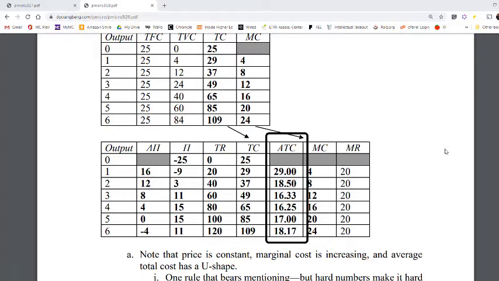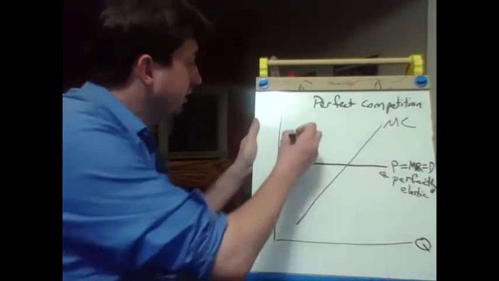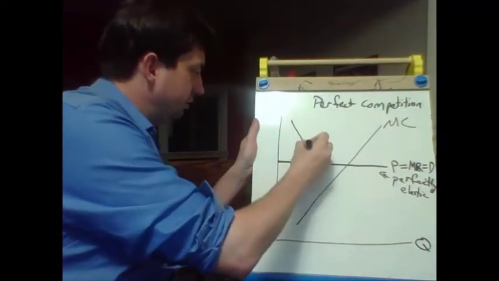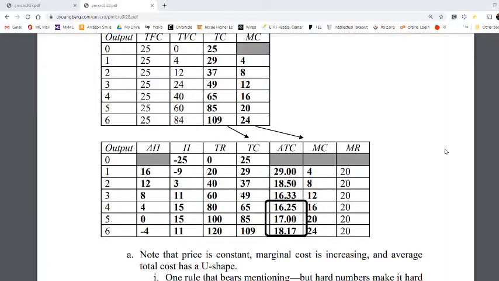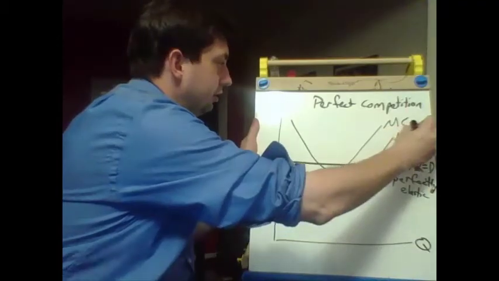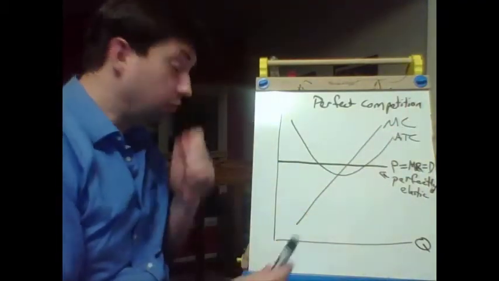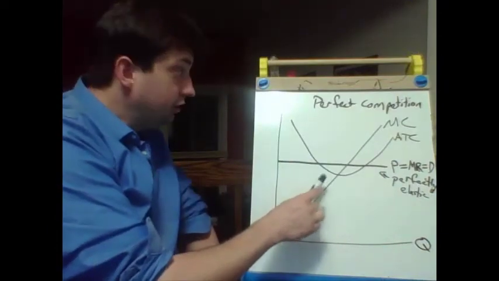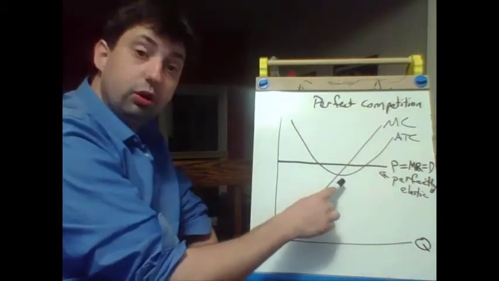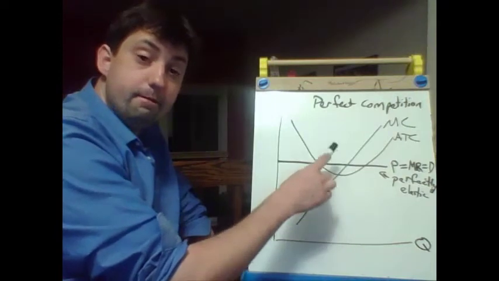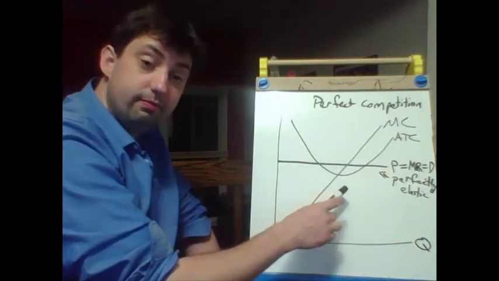We are also going to have average total cost. Average total cost forms a U shape, where it starts out really high because the average costs are really big, and then it dips down, and then it goes up again. It will always intersect marginal cost at its lowest point, by mathematical definition.